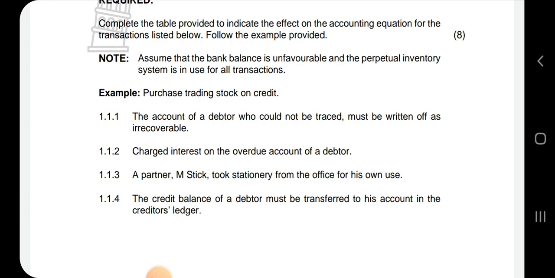For 1.1.1, the account of a debtor who could not be traced must be written off as irrecoverable. So we had a debtor, the person that owes us as a business. Now this person can no longer be traced. We have sent emails, letters, phone calls, everything that we could possibly do, and this person is unreachable. We have exhausted ways to try to recover our money from this person.